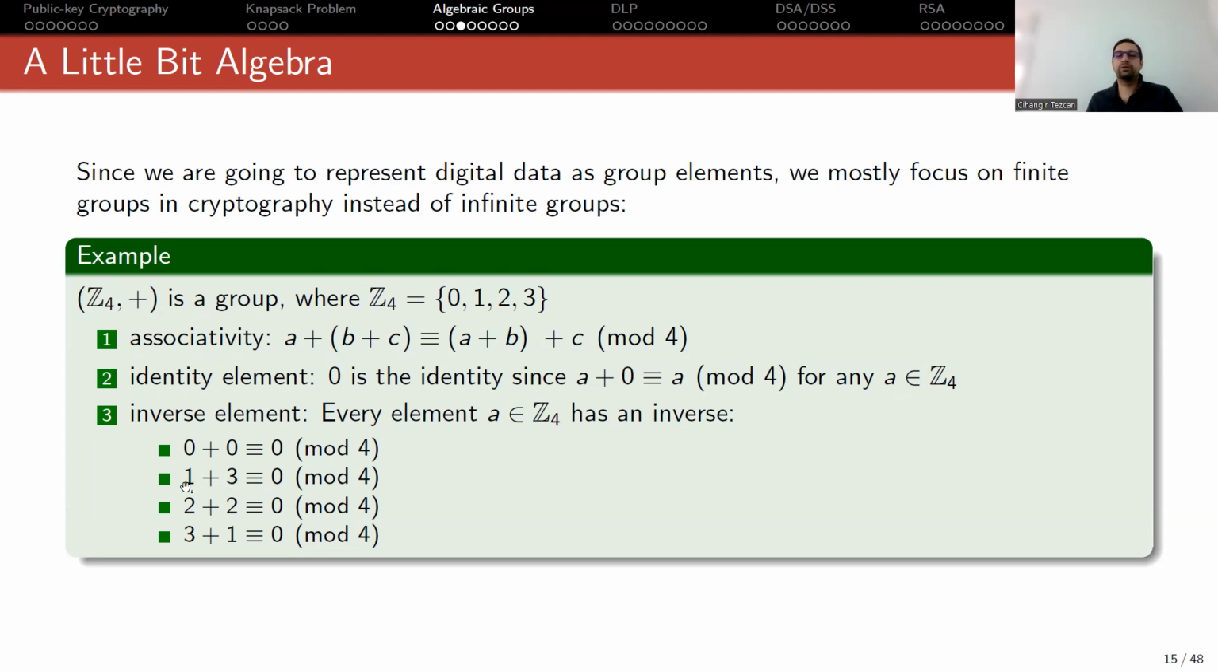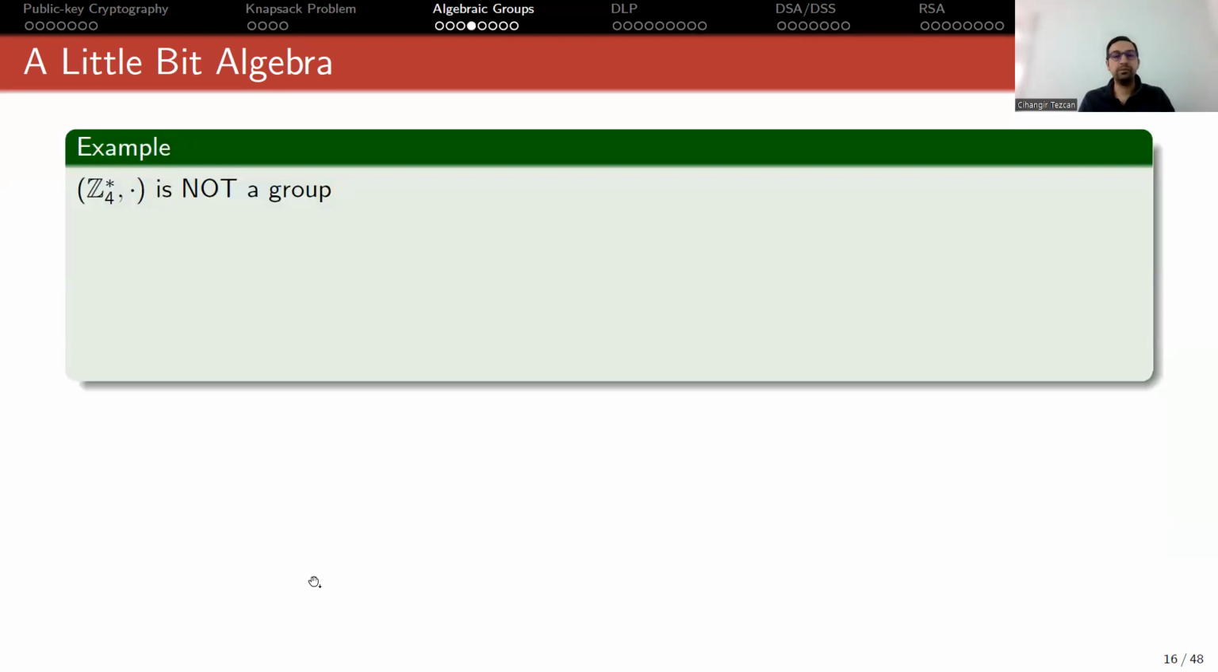So 3 is the inverse of 1, and also 1 is the inverse of 3, as you can see. And 2 is the inverse of itself because 2 plus 2 is 0 modulo 4. So as you can see now, the inverse element is a little bit different than the infinite groups I gave as an example, right? This is a little bit counterintuitive, but 1 is the inverse of 3 and 3 is the inverse of 1 in this group, of course.